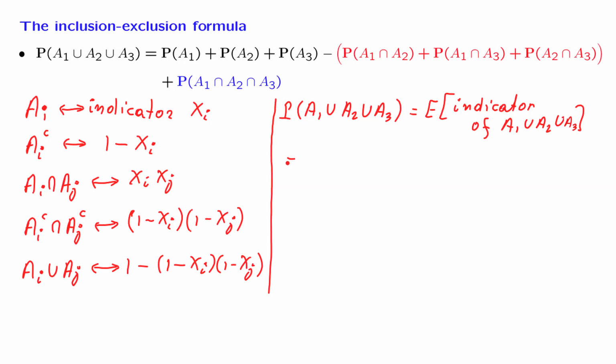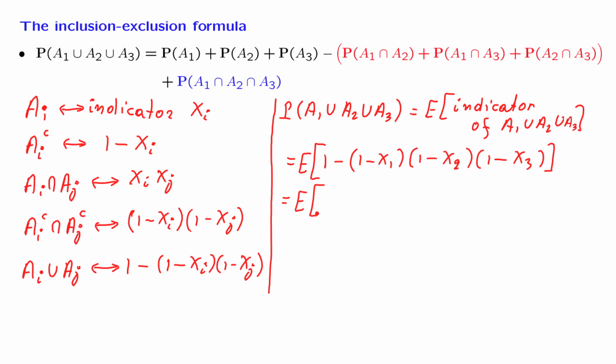Now the indicator of a three-way union is going to be, by what we just discussed, 1 minus a product of this kind, but now with three terms. Let us now calculate this expectation by expanding the product involved. We have this first term. Then, when we multiply those three terms together, we're going to get a bunch of contributions.